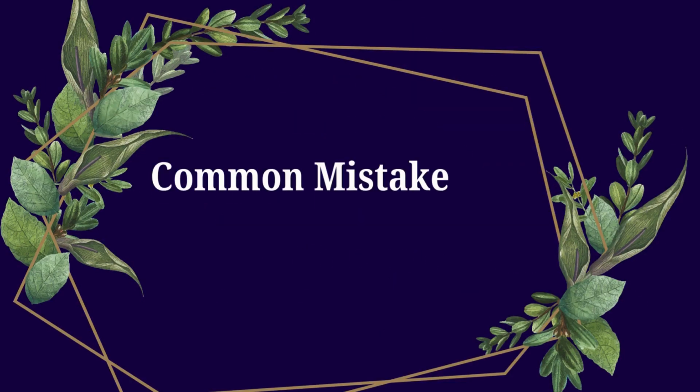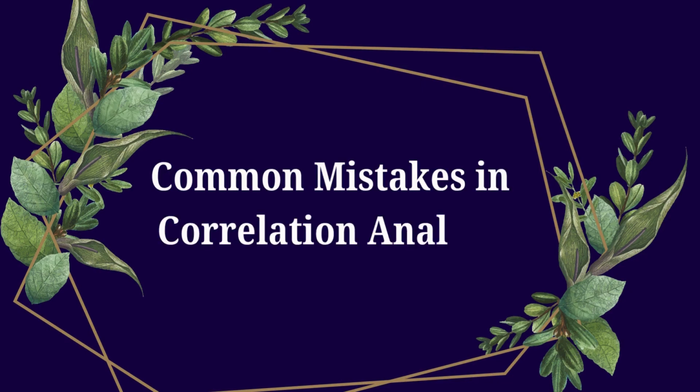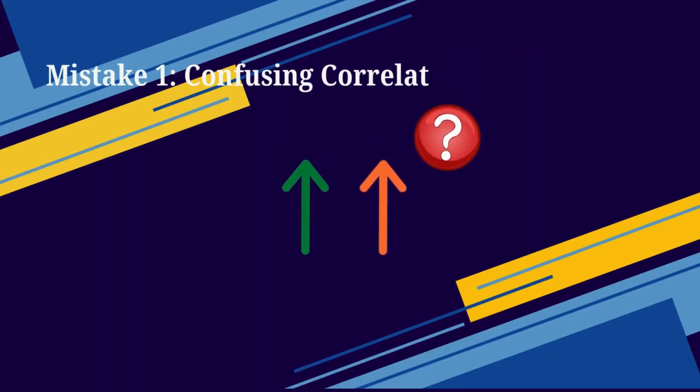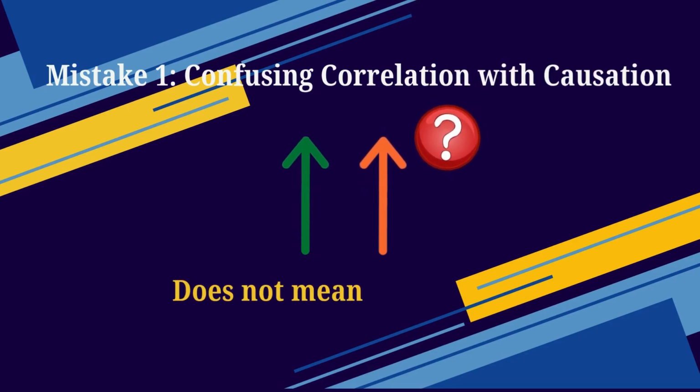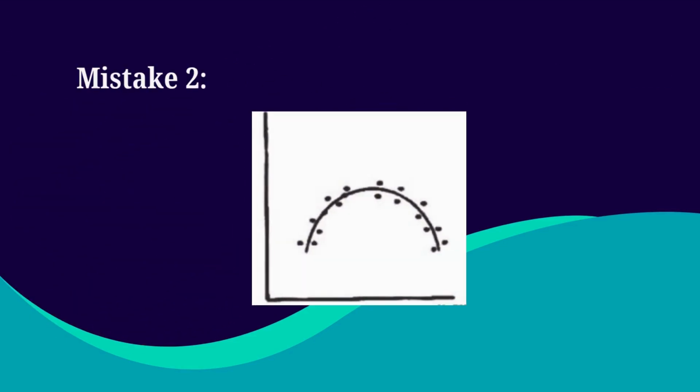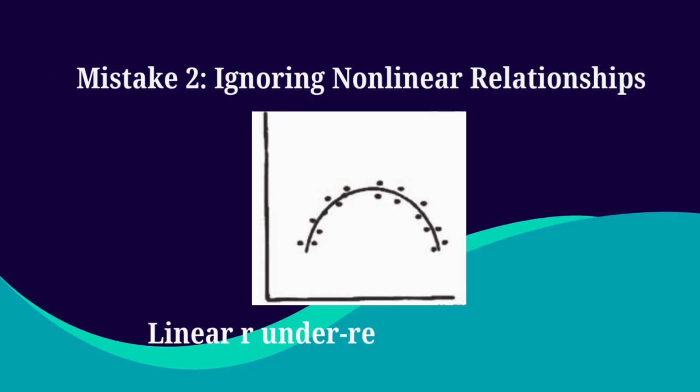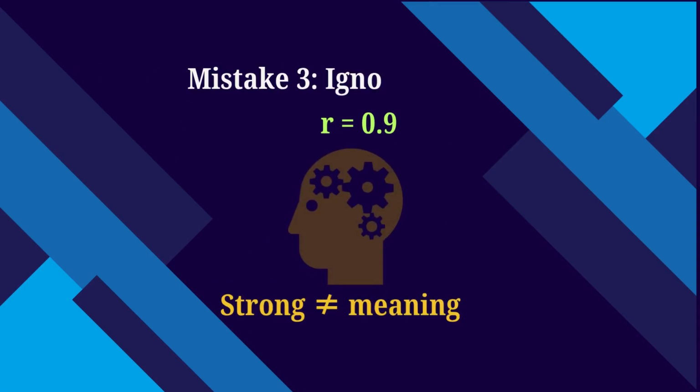Even though correlation analysis is simple in concept, it is surprisingly easy to misinterpret. Let's go over a few common mistakes and how to avoid them. Mistake 1: confusing correlation with causation. Just because two things move together doesn't mean one causes the other. Mistake 2: ignoring nonlinear relationships. Pearson's r measures linear association, so if the relationship is curved, correlation may underrepresent it. Mistake 3: focusing solely on statistical strength without context. A strong correlation might look impressive but may not be meaningful in real life. For that, ask, is it actionable?